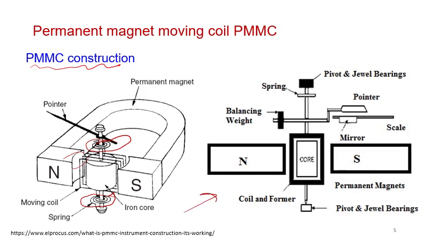This is showing the construction from a different point of view, where we have the permanent magnet. This is the permanent magnet, this is the south, and this is the north. Here is the core, this cylinder, and this dark part is the coil. They are mounted on this beam. This one has the pointer attached to it. This is the pointer.